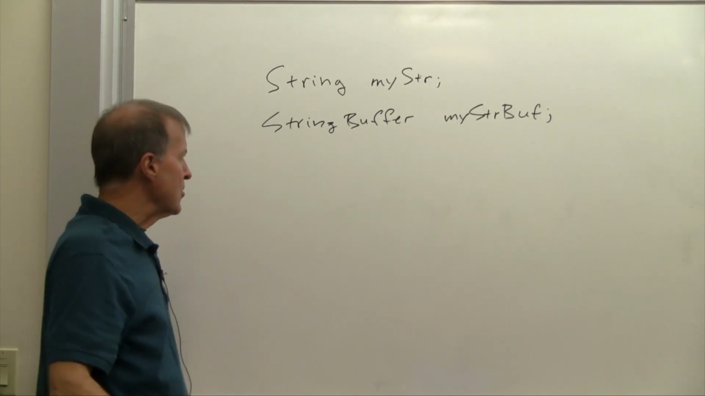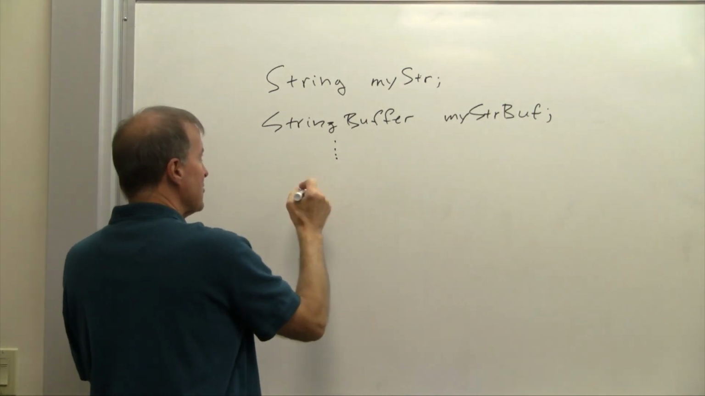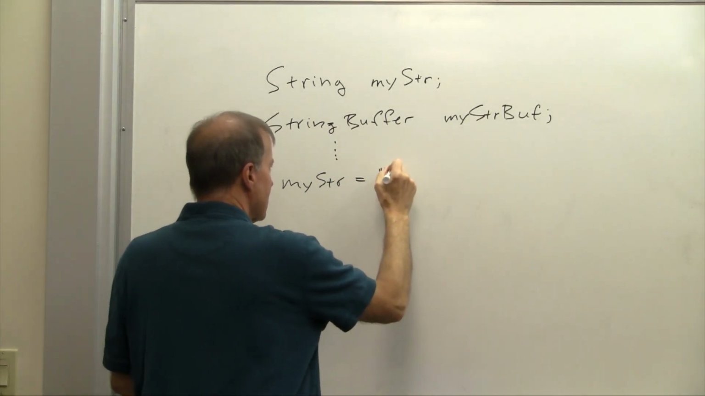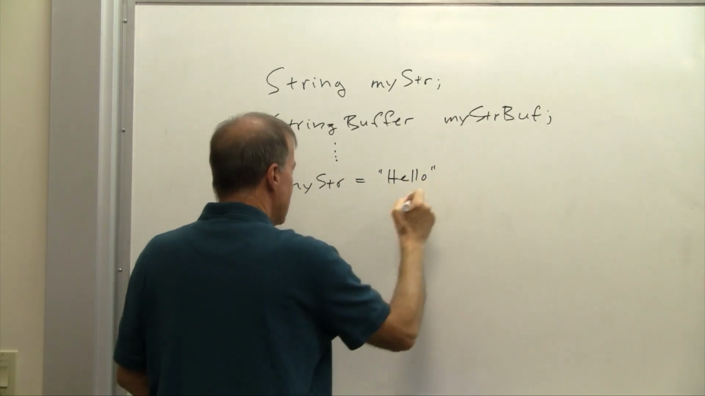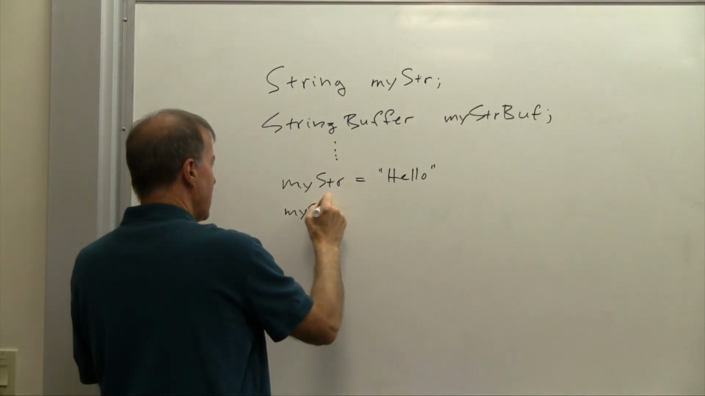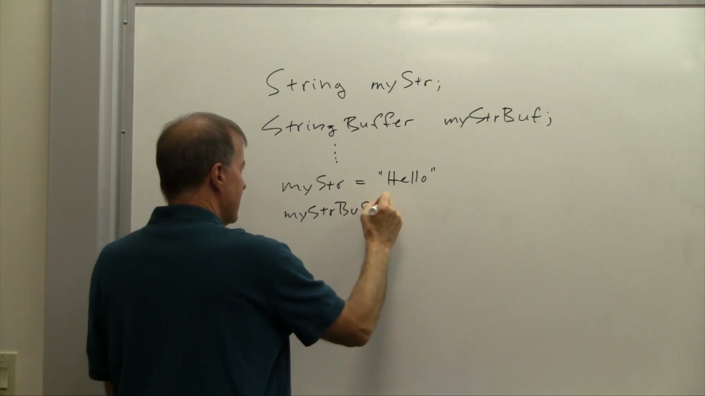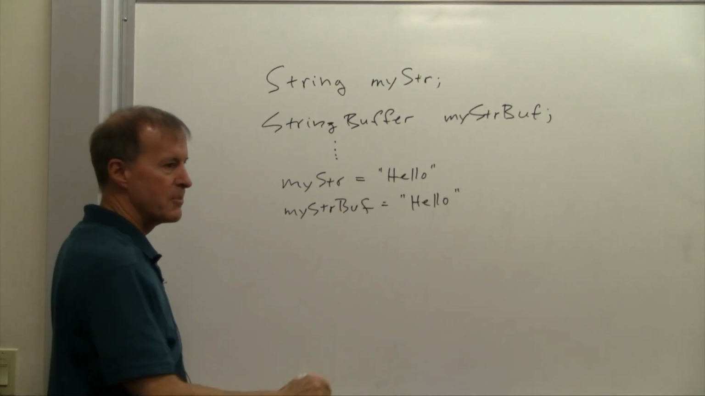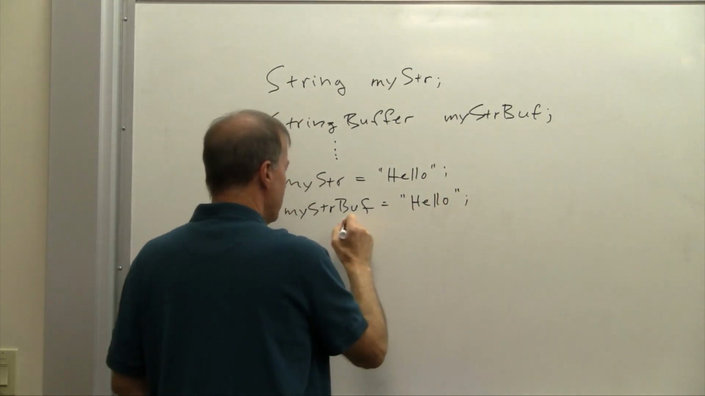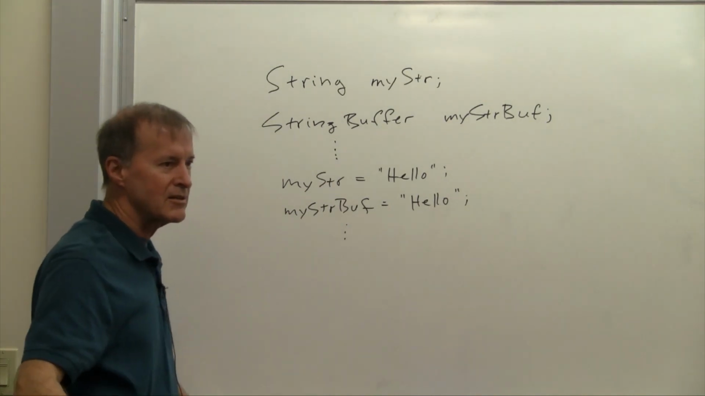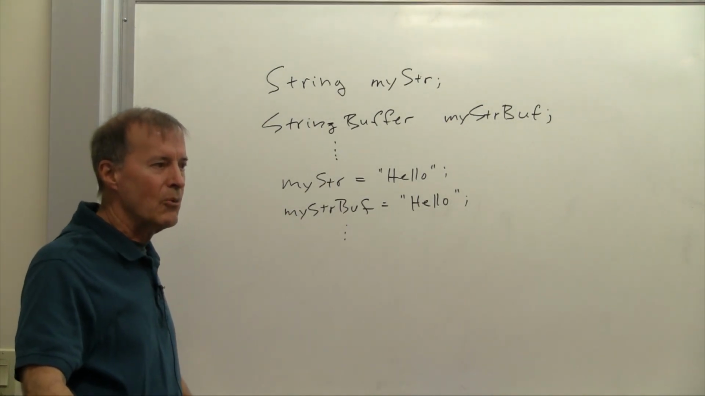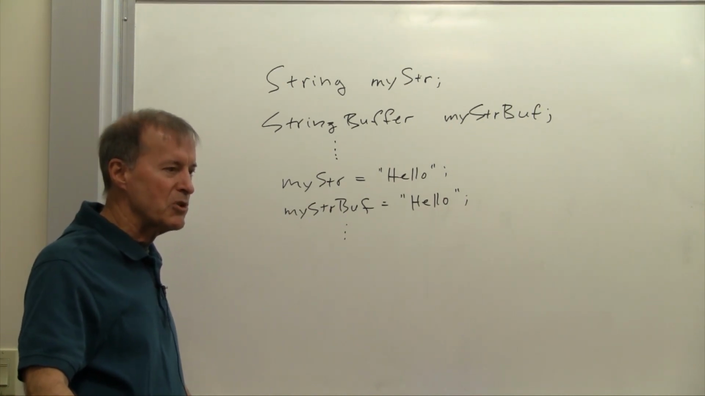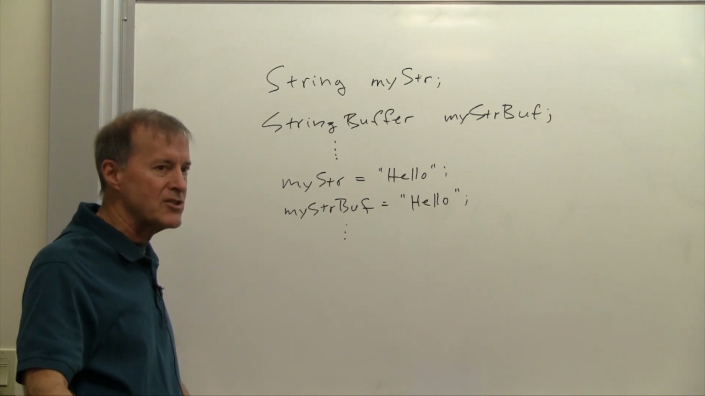The thing that you can see about this is how they are used. Somewhere later in the program, we could say myString gets "hello", and we could also say myStringBuff gets hello. These are legal in Java. But here's the thing that makes how you can tell whether this string is mutable or immutable: it's how you do operations on it.